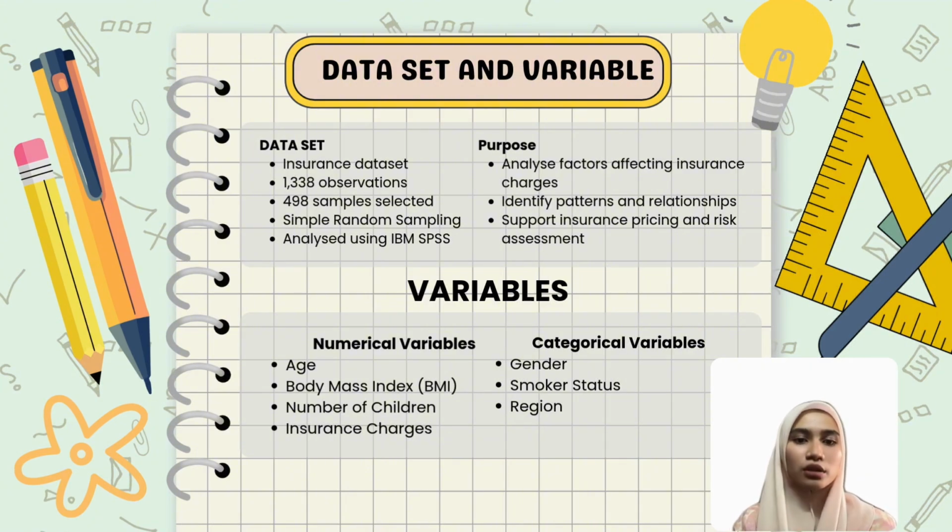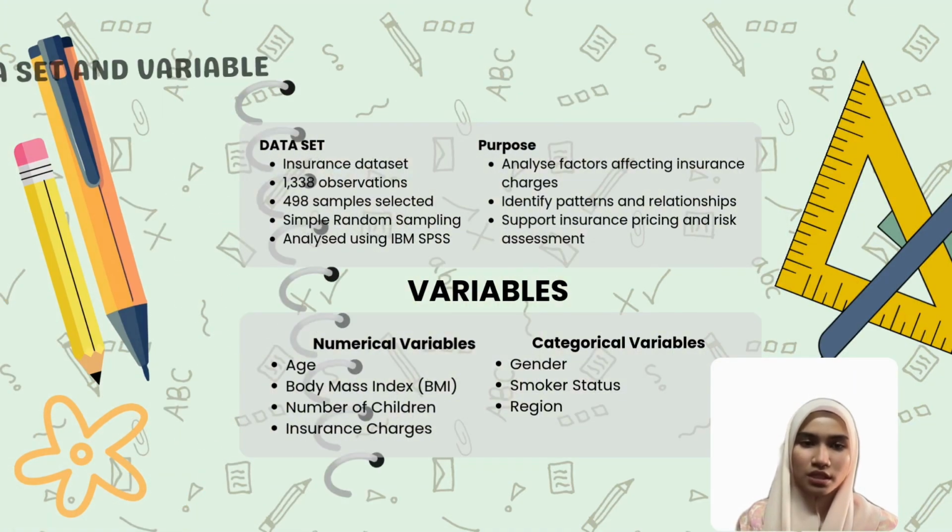These variables are important because they help us understand the characteristics of the insured individuals. They also allow us to analyze whether factors such as age, BMI, smoking status, and region have an effect on insurance charge. By studying these variables, we can identify patterns and relationships in the data, which can support decision making in the insurance industry. That's all for the dataset and variable section.